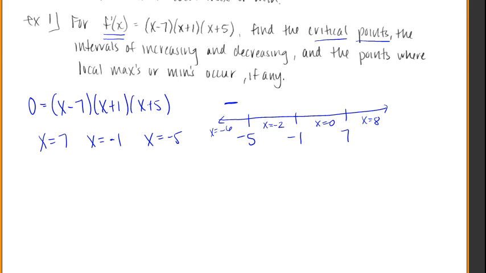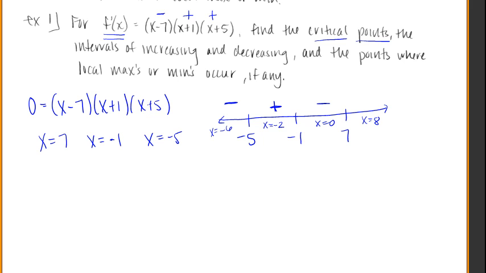Let's go to our next point, testing at negative 2. Plugging negative 2 into the first one gives negative 9, which is negative. Negative 2 plus 1 is negative, and negative 2 plus 5 is positive. So negative, negative, positive is actually positive. Testing x equals 0, the first one gives us a negative, then positive and positive, so a negative times a positive comes out negative.